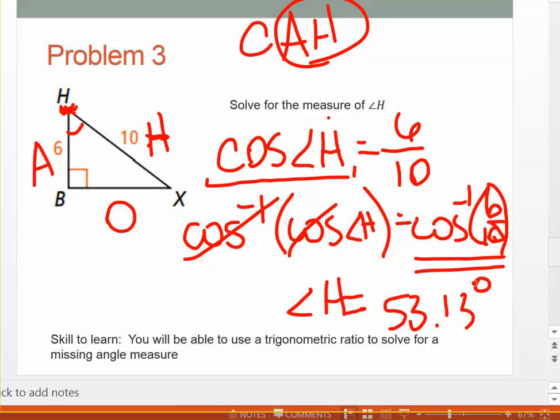53.13 degrees. And that's it. It's really not that hard. But it's that same pattern. Identify your reference angle, label the parts, figure out which trig ratio you need, and then set up your equation and solve. The key is, when do I use the inverse and when do I use the regular? Regular is to find a side, inverse is to find an angle.